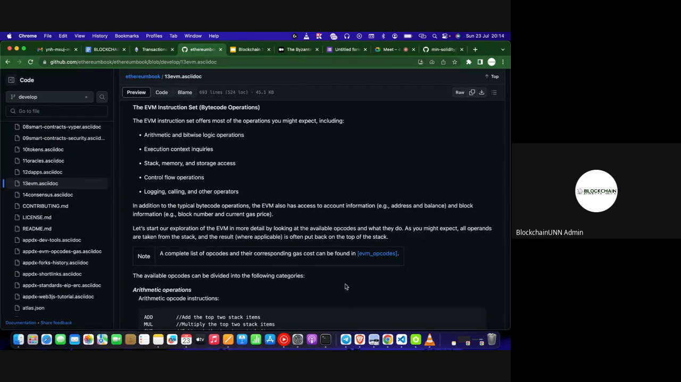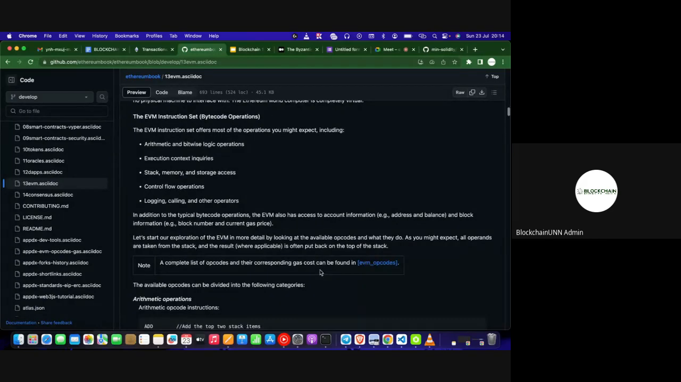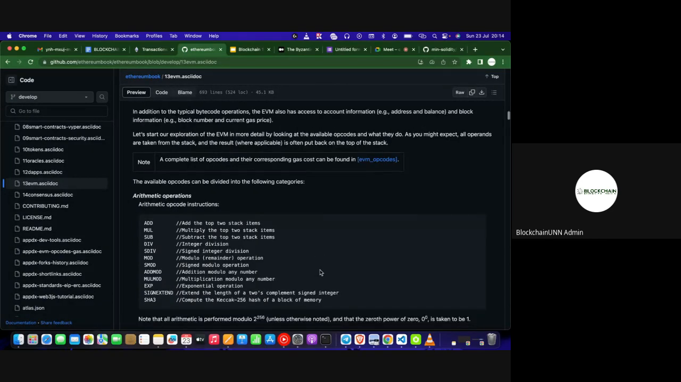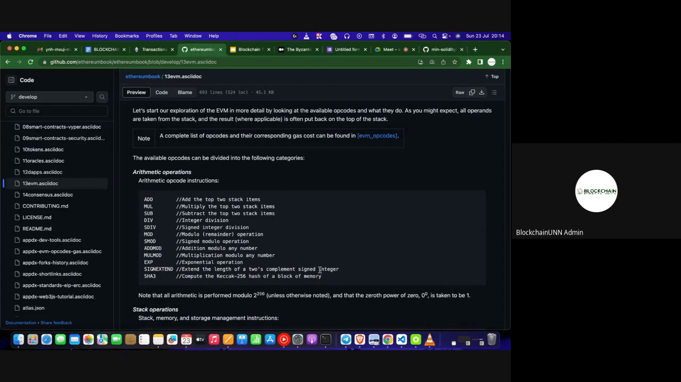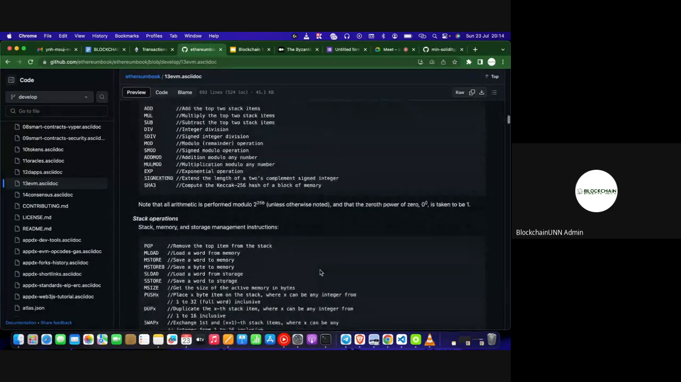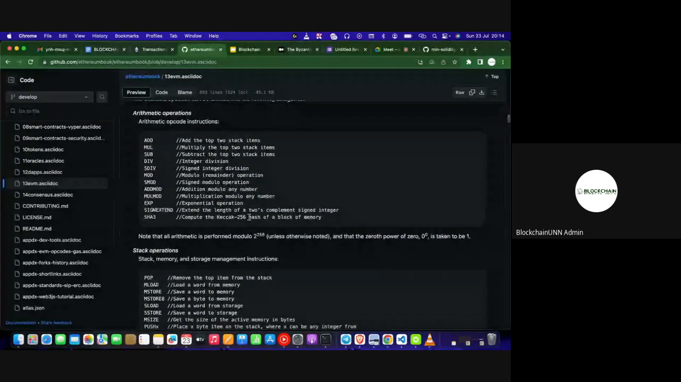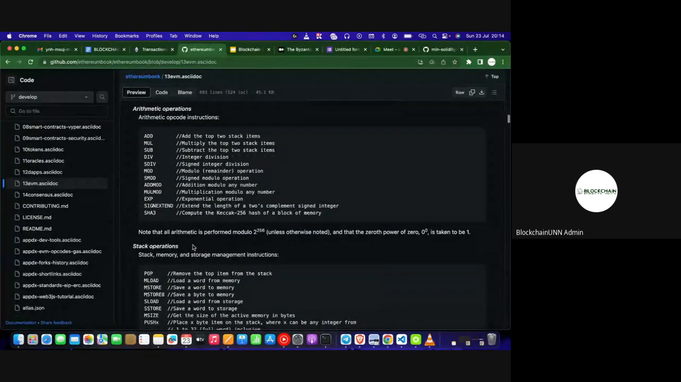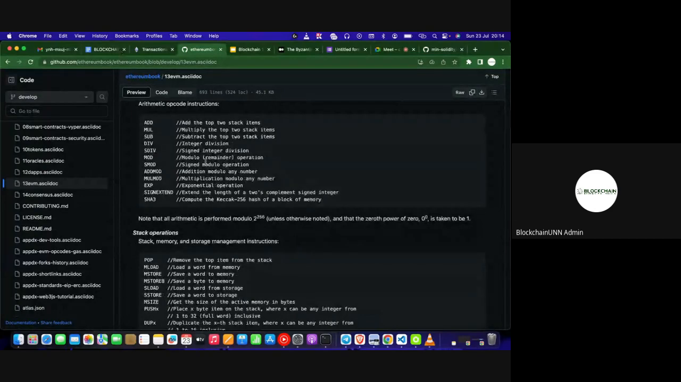All those things are going to be a little bit above your knowledge level. We might look deeper into the EVM towards the end of the bootcamp, but for now we're going to just try to keep things simple. But if you're interested in checking out the opcodes available within the EVM, you could check out this document. As you can see, there's addition to add the two top stack items. There's multiplication, subtraction, division, and so on and so forth.